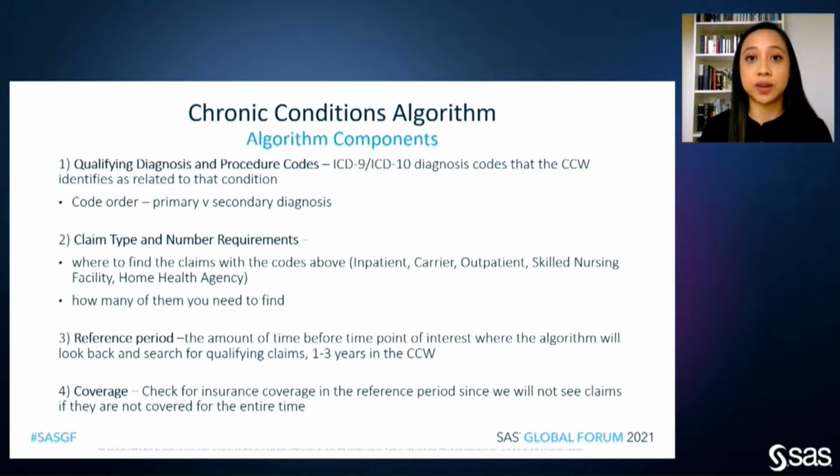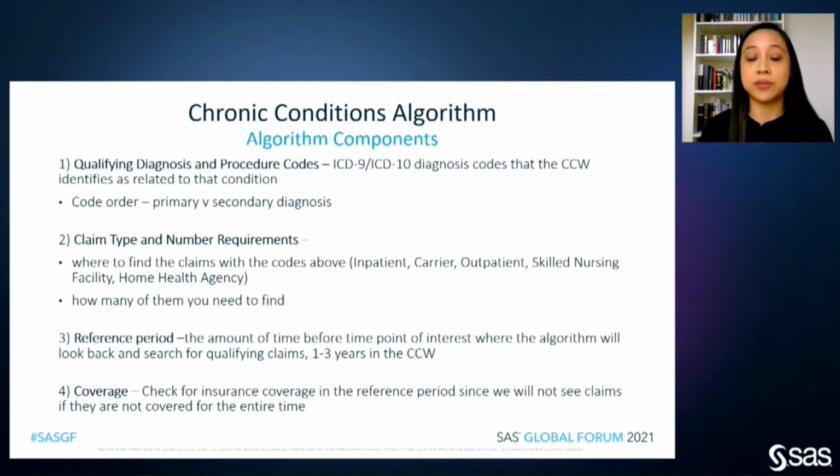Second, the algorithm will take into account claim type and the number of each claim type required. There are five types that the algorithm identifies by default: inpatient, skilled nursing facility, home health agency, outpatient, and carrier claims. It will then specify the number of each of these types required. This will depend on the condition, as some conditions are more likely to be seen at an outpatient visit, while some conditions are more likely to be seen at a hospital stay.